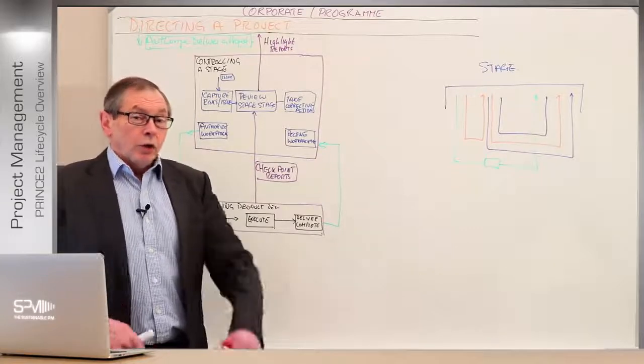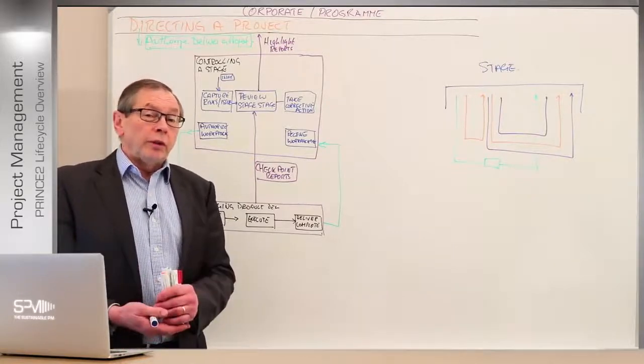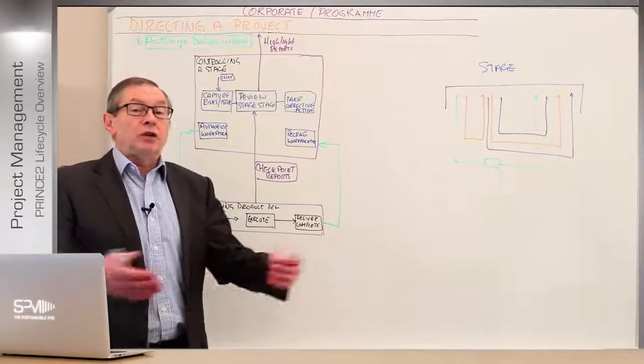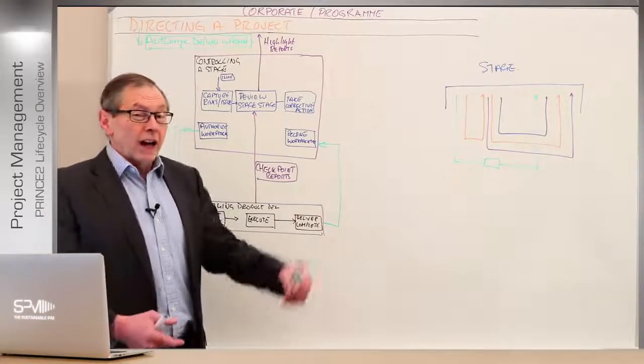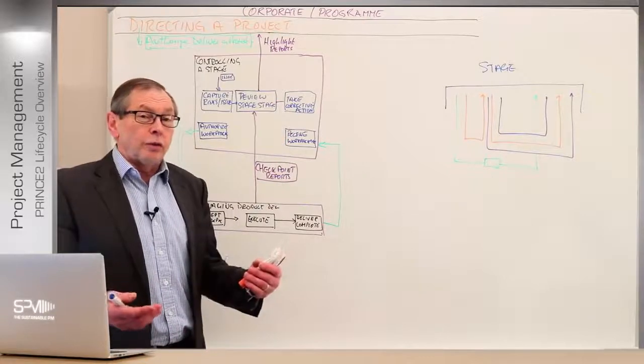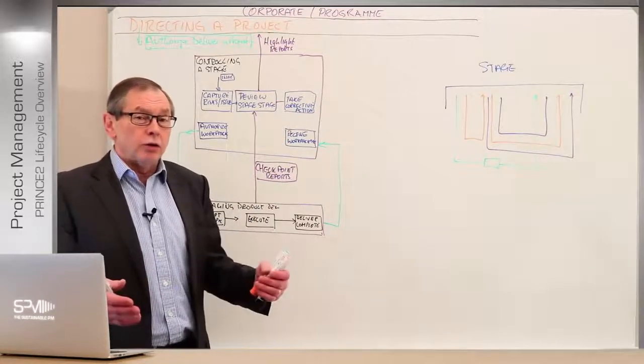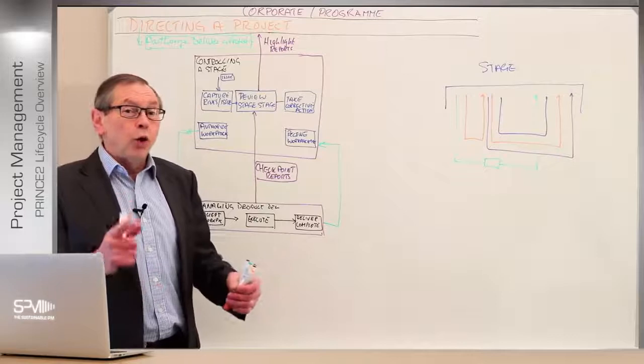We've got directing level, managing level, and delivering levels. So the board will have certain tolerance set on them from corporate or program about how much leeway they've got. And the same, the board will set tolerances on the project manager, saying you've got a certain amount of boundary to work within before you need to report.